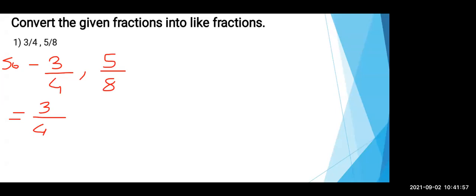Now 3 upon 4 means what? If, for example, 4 के टेबल में 8 आता है क्या? First you tell me that. In the 4 table, is 8 coming? Yes, very good. It is coming. How many times? Very nice. It is coming 2 times. So what we will do, we will change the fraction 3 upon 4 by multiplying by 2. Then the denominators will become equal. We have to think it properly.